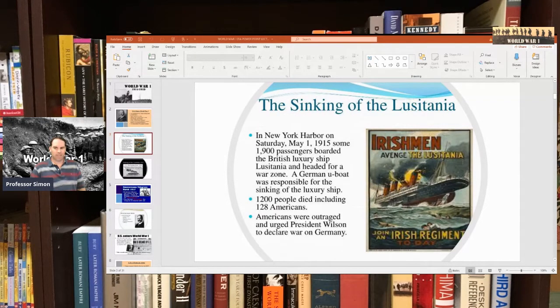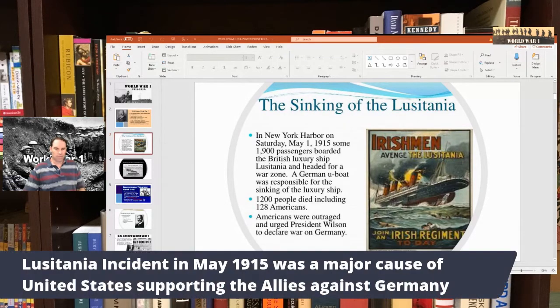But they think that the German use of unrestricted submarine warfare and the Lusitania incident pretty much helped propel the U.S. into more support towards the Allies. And of course, because of it, they led to a lot of anti-German sentiment in the country.